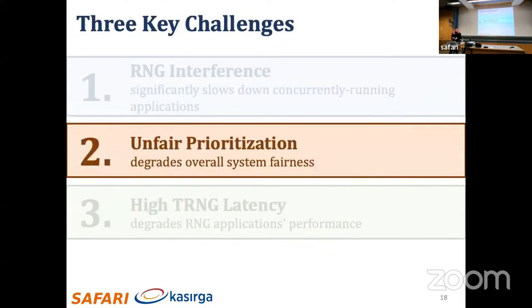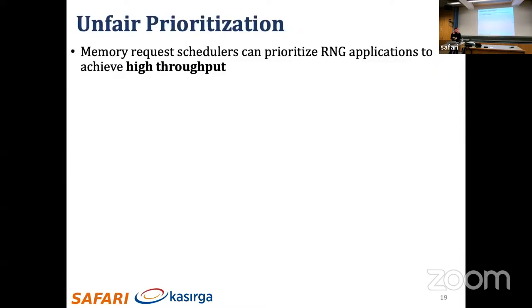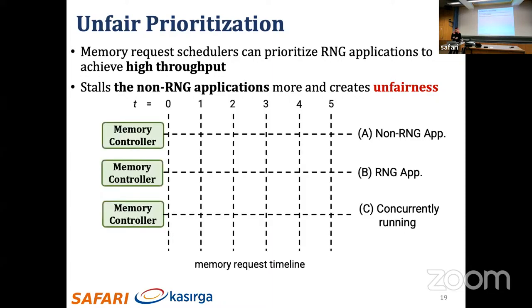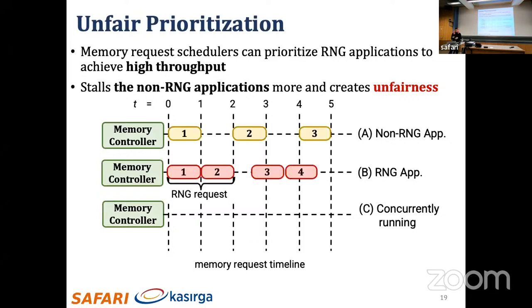Next is unfair prioritization of RNG applications. In a perfectly fair system, no application experiences more slowdown than others when multiple applications run concurrently. However, in a system that generates random numbers in DRAM, memory request schedulers can prioritize RNG applications to achieve high throughput. By doing so, the scheduler delays non-RNG applications' memory requests more than the RNG requests, and this creates unfairness. Here we show the memory requests of two applications, one non-RNG and one RNG application, and the scheduler can prioritize RNG applications for two main reasons.